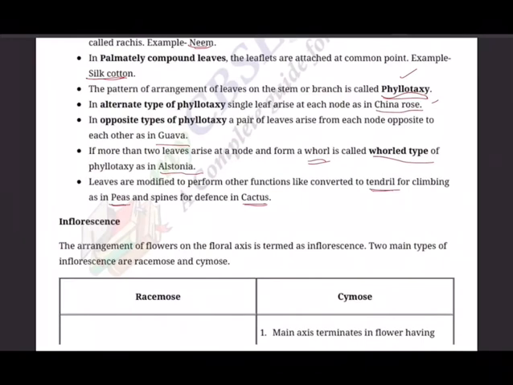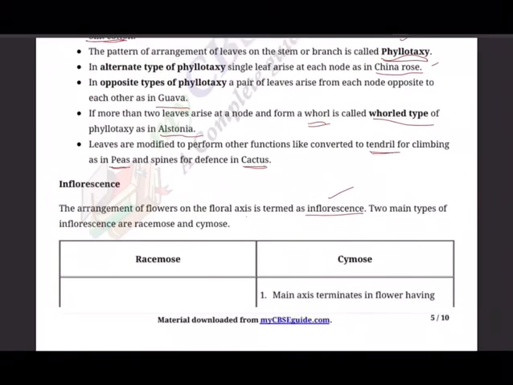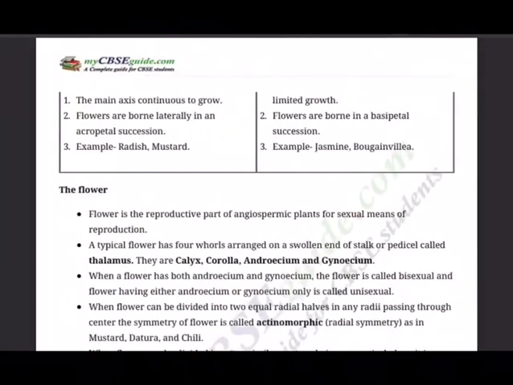Inflorescence. The arrangement of flowers on the floral axis is termed as inflorescence. How flowers are arranged in the floral axis is inflorescence. Two main types of inflorescence. One is racemose, another is cymose. So let's see what is racemose.